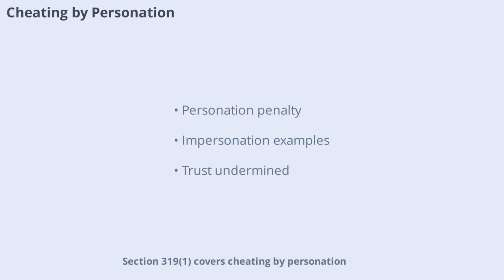Section 319(1) covers cheating by personation, which involves pretending to be someone else, knowingly substituting one person for another, or misrepresenting identity. Common examples include impersonation in exams, elections, or marriage. The law imposes strict penalties for such deception, with Section 319(2) providing up to 5 years imprisonment, fines, or both. Personation undermines trust and fairness in society, making legal action essential.